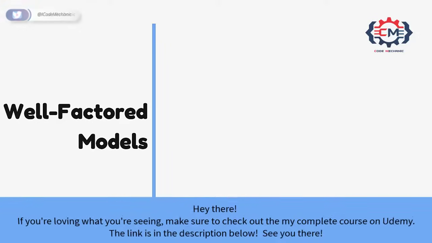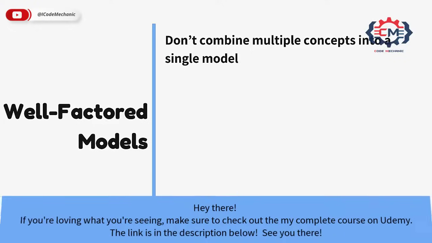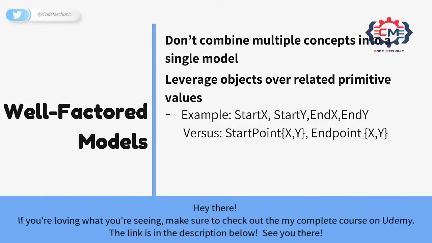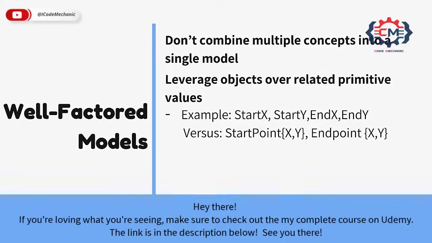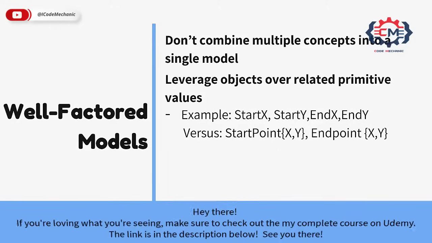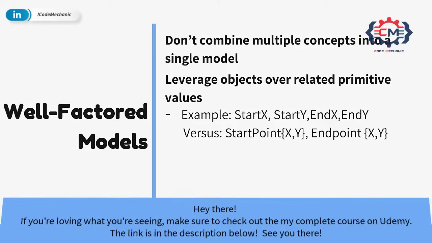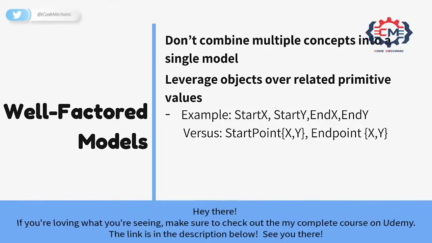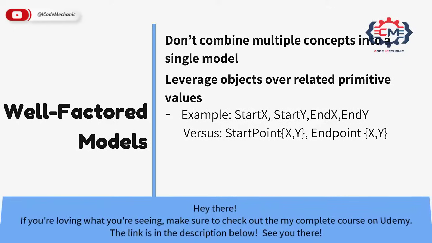Well-factored models avoid mixing too many concepts in a single representation or resource. Instead, large concepts are separated into distinct resources. When a resource includes several closely related primitive type fields, it often makes sense to leverage objects for this. For instance, a line segment might need 4 values to represent its start and end points. This could be 4 separate primitive fields at the root level, or there could be 2 point objects, each with X and Y fields.